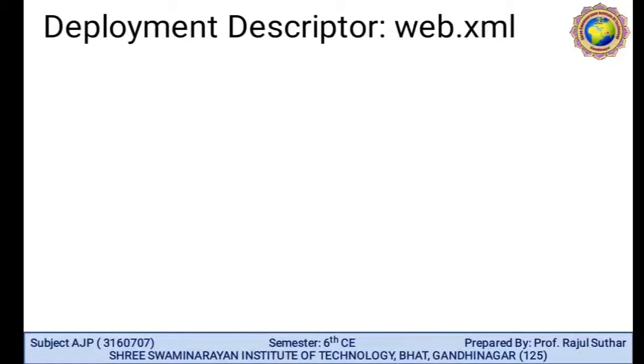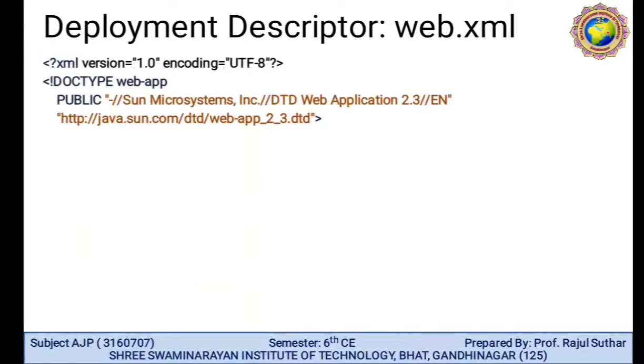Deployment descriptor web.xml. Here the format for the web.xml starts with one tag: question mark xml version equals 1.0 encoding UTF-8. We work with doc type. So DOCTYPE web-app PUBLIC Sun Microsystems. Here the path is given for Java Sun Microsystems and it is stored at the DTD web-app_2_3.dtd file.